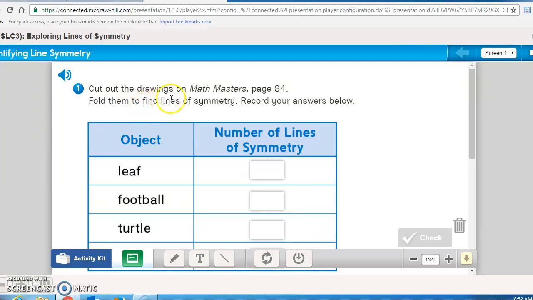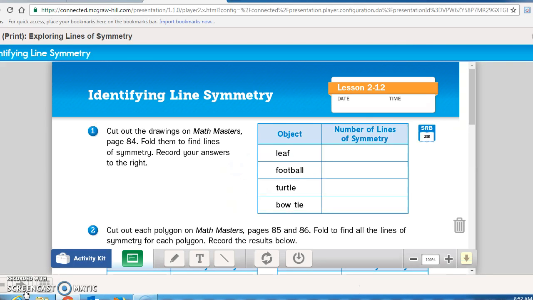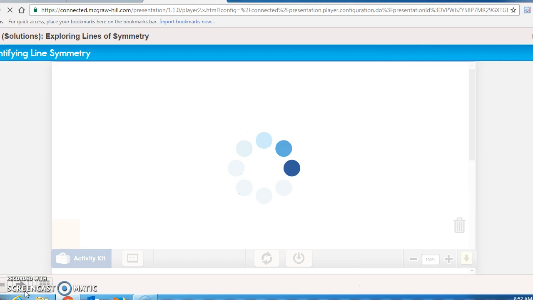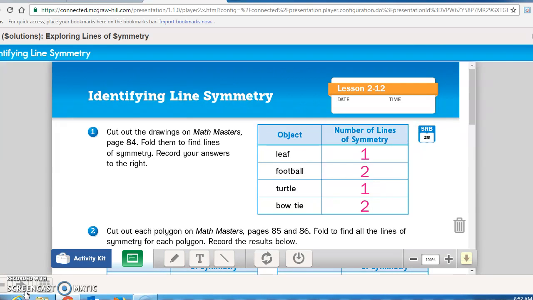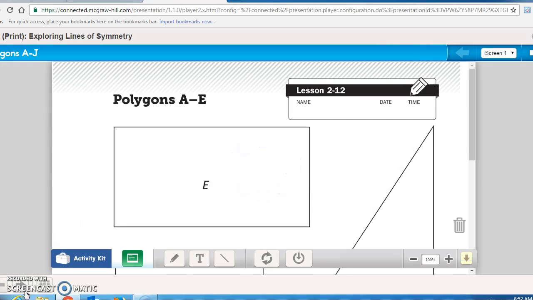So, cut out the drawings on Math Masters, page 84, and fold them to find the lines of symmetry. And again, how many lines of symmetry were there? You're going to record this in your math journal, page 61. Then I want you to finish the rest of math journal, page 61. And there were your answers, and we're going to move on.